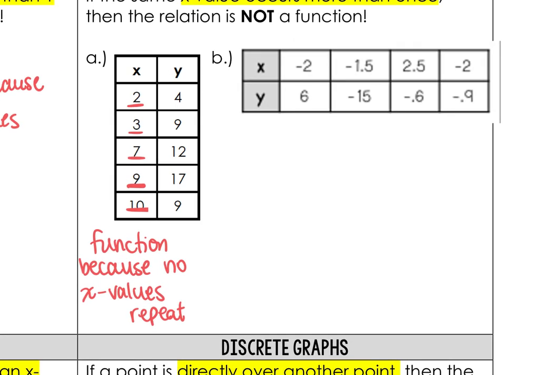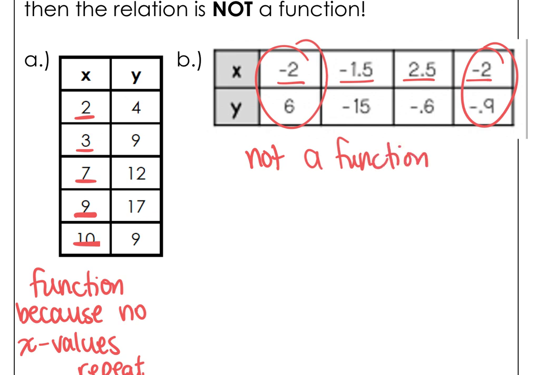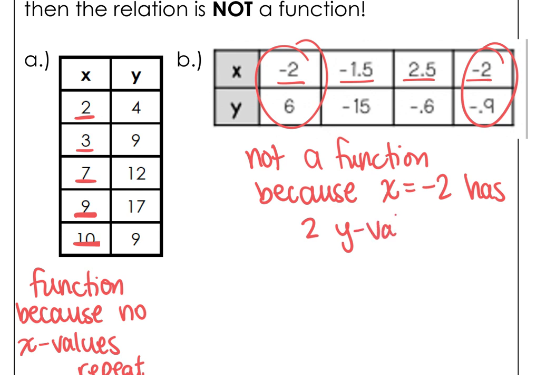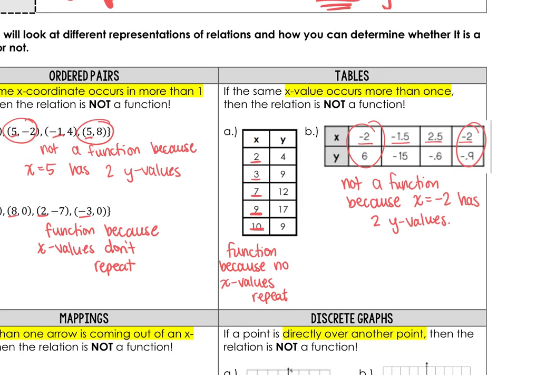If we look at the table in letter B, this is a horizontal table, but still you're looking at the x-coordinates. The x-coordinates of these points are -2, -1.5, 2.5, and -2. What you notice is that -2 repeats. That one x value has 2 different y values. So this is not a function, because x equals -2 has 2 y values. Each x can only have one y. So since -2 has 2 y values, it's not a function.